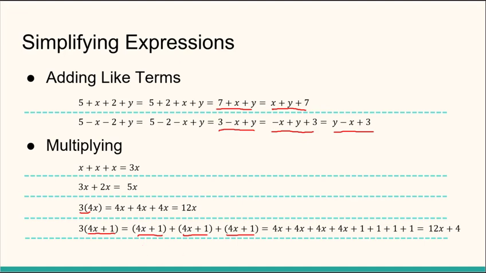I could have also said, and this is what we tend to do because we don't want to write all of that nonsense out over and over again, it's the same as 3 of these 4x's and 3 of these 1's. In other words, it's 3 of those 4x's and 3 of those 1's, or 12x plus 4. Same thing, no matter how you slice it.